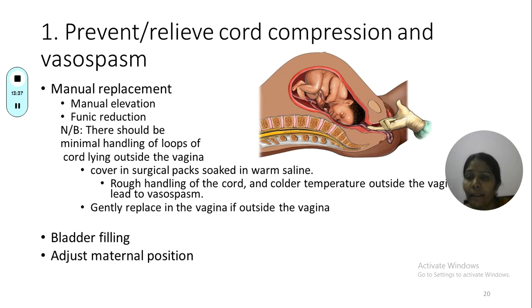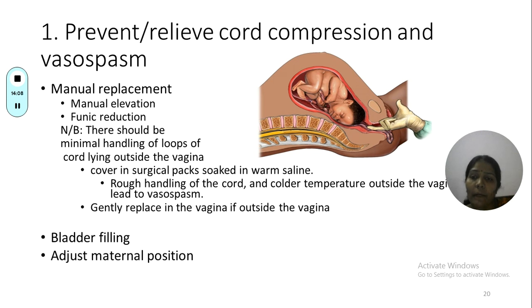First, manual replacement of the cord and manual elevation. The cord is replaced and there is elevation. We have to elevate the presenting part by the hand in the vagina. So this will elevate the presenting part up and reduce pressure or compression on the cord. And there should be minimal handling of the loops of the cord lying out of the vagina.